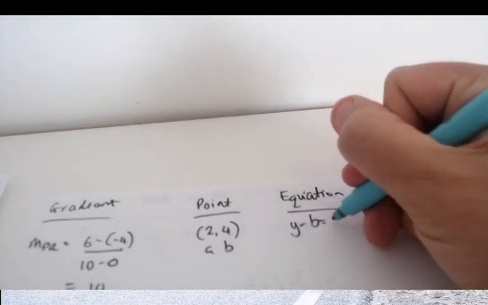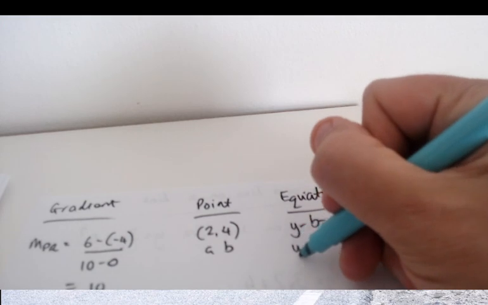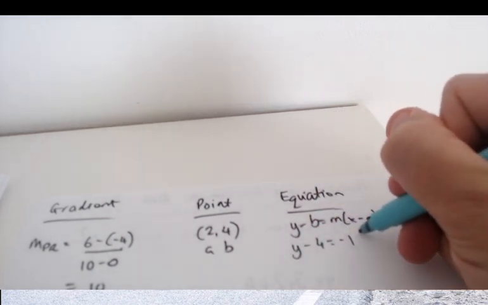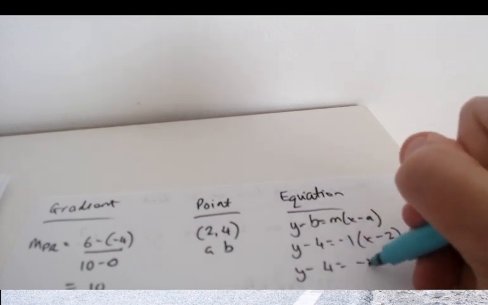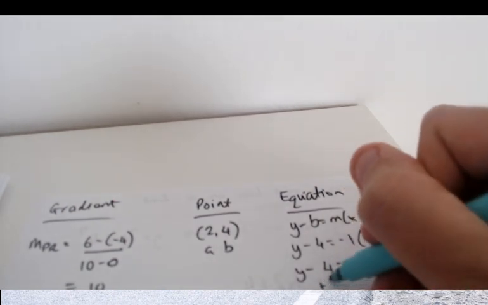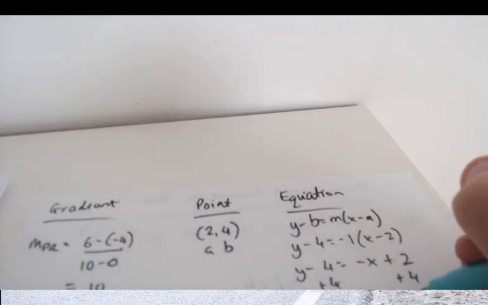Equation, fill in the information that we've got. y minus 4 equals minus 1 bracket x take away 2. Multiply out the bracket. Be careful of your negatives. Add 4 to both sides. y equals minus x plus 6.